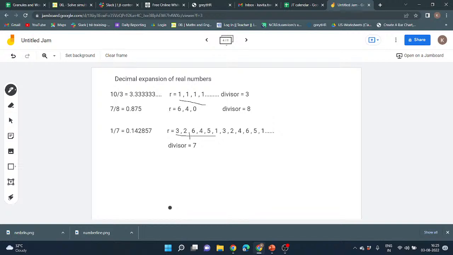Now the third thing which you must have noticed is if the remainders repeat, then we get a repeating block of digits in the quotient. Just like in 10 third, 3 repeats in the quotient, and for 1/7 we get the repeating block 1, 4, 2, 8, 5, 7 in the quotient. This is the quotient.